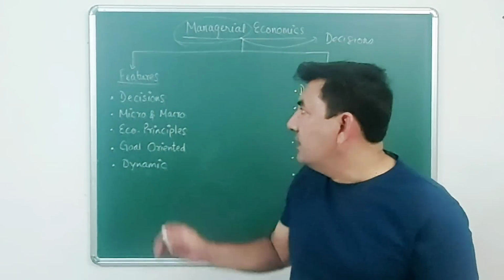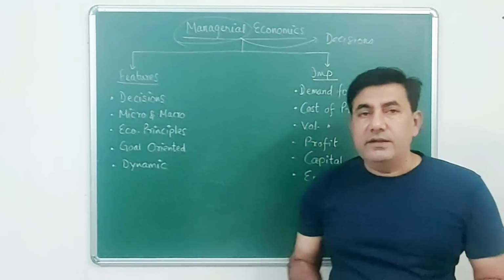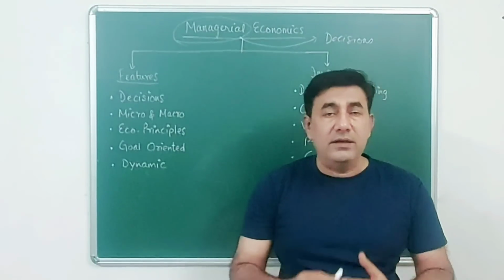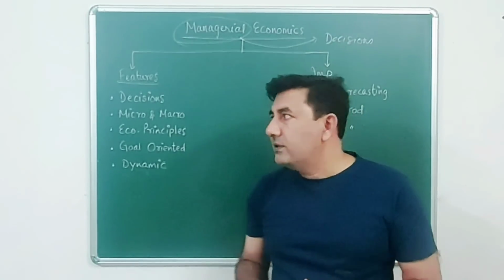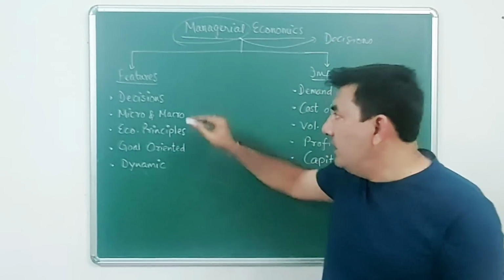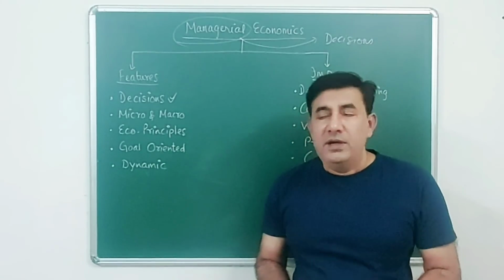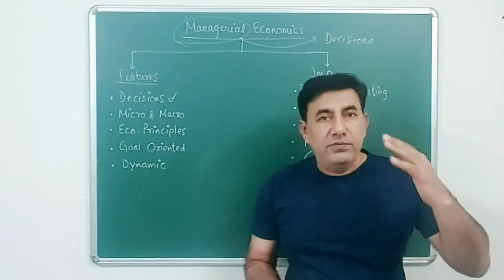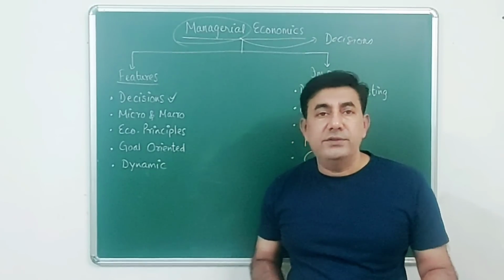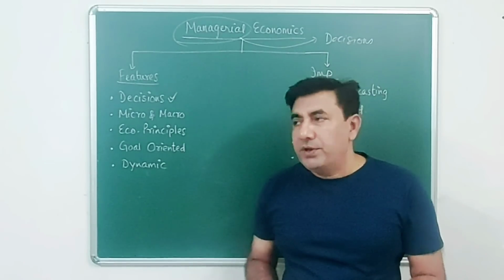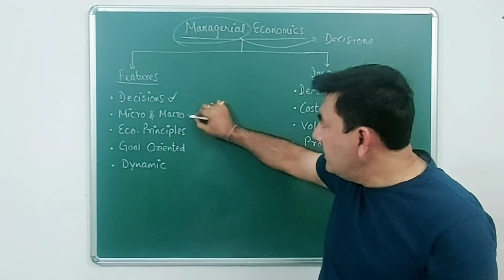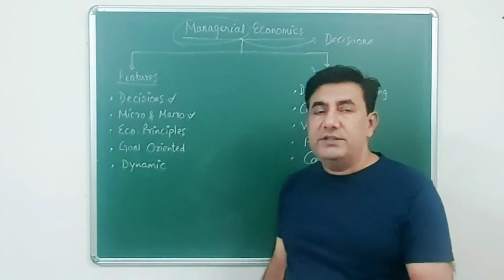Then let's try to understand what are the main characteristics or features or nature of managerial economics. The first one, as I just told you, is that it is decision oriented. It is mostly used for the purpose of taking decisions by the management. Okay, right. Then next is micro and macro in nature.